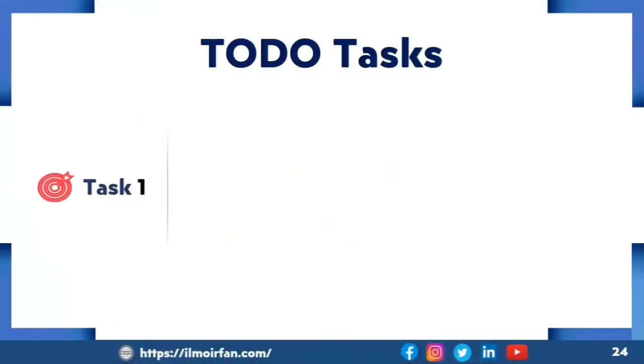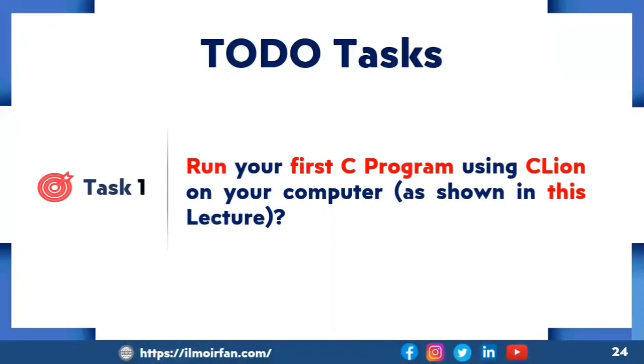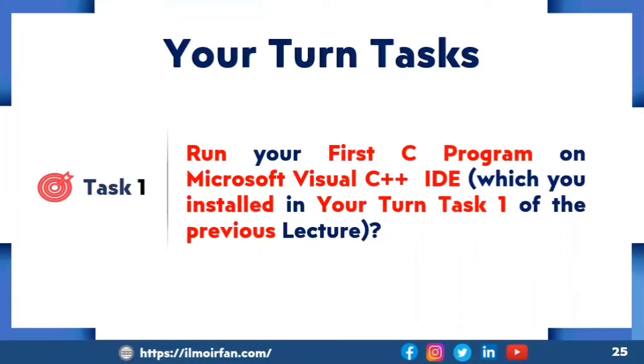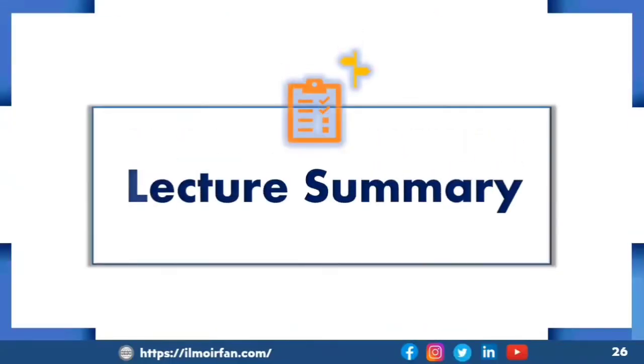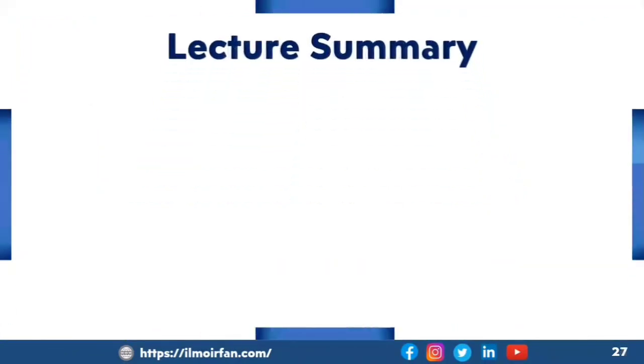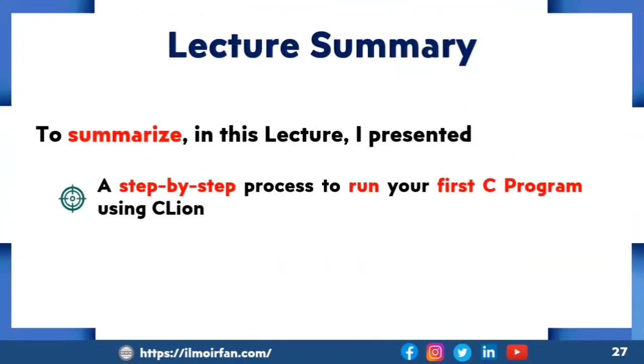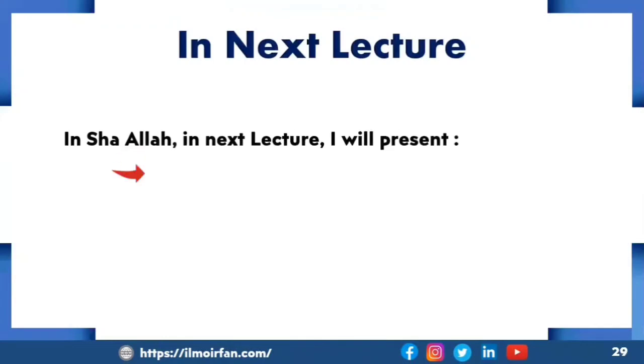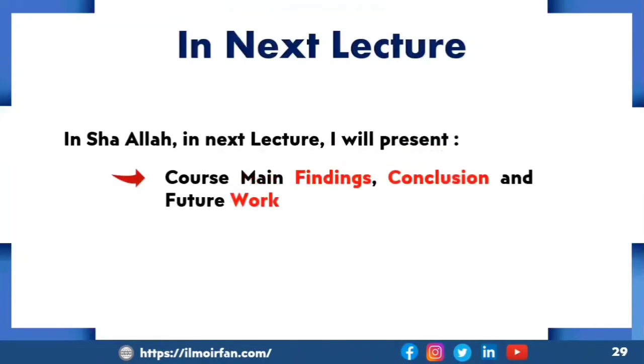To do and your turn task. The to-do task for this part of lecture is run your first C program using CLion on your computer as shown in this lecture. And your turn task is run your first C program on Microsoft Visual C++ IDE, which you installed in your turn task of previous lecture. Now let's move to lecture summary. To summarize, in this lecture, I presented a step-by-step process to run your first C program using CLion. In next lecture, Inshallah, I will present course main findings, conclusion, and future work.